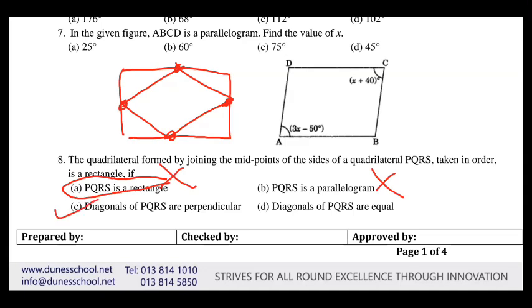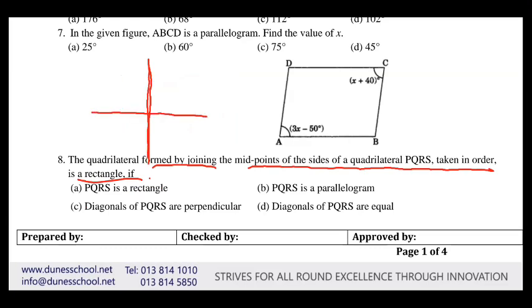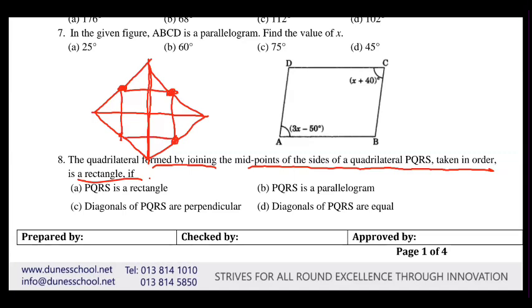Next option. Diagonals of PQRS are perpendicular. Okay, let's see. The quadrilateral formed by joining the midpoints of the sides of the quadrilateral PQRS, taken in order, is a rectangle if the diagonals of PQRS are perpendicular. First we will draw the diagonals. Let's draw two diagonals and make them perpendicular. Then we will make a figure for that. Then we'll mark the midpoints and join them. This is exactly a rectangle. Why is it so, beta? Can you please tell me why is it so?